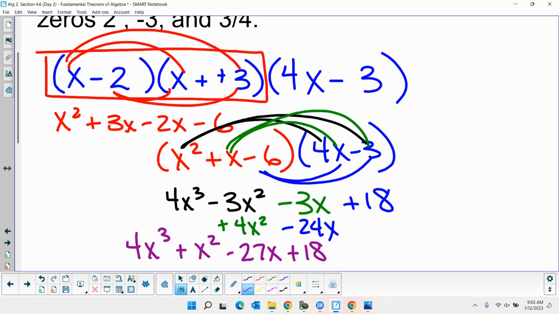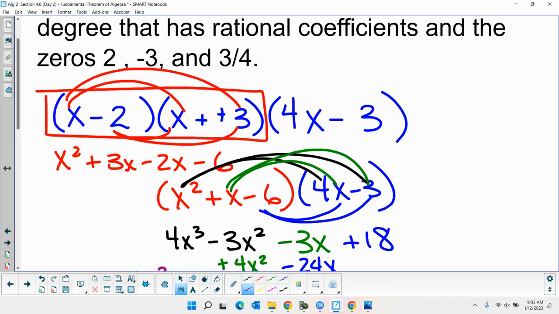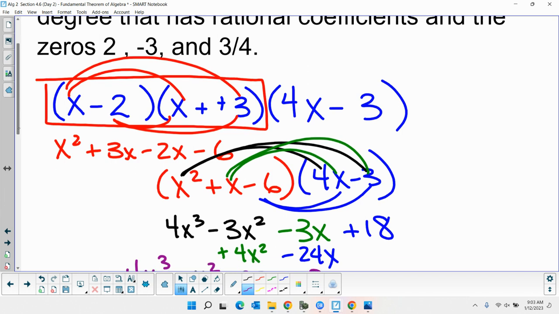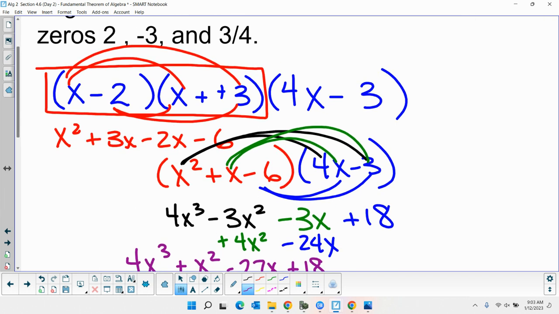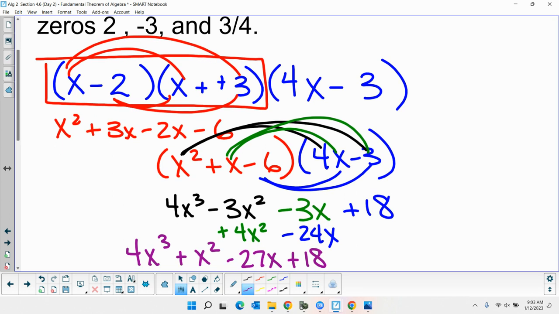If that was the problem, and I put it in my calculator and graphed it, the graph would cross the x-axis at 2, negative 3, and 3/4. Okay? So we're just going backwards. So we started out with those 3 zeros, and then we figured out what its polynomial was that went with those 3. Okay?